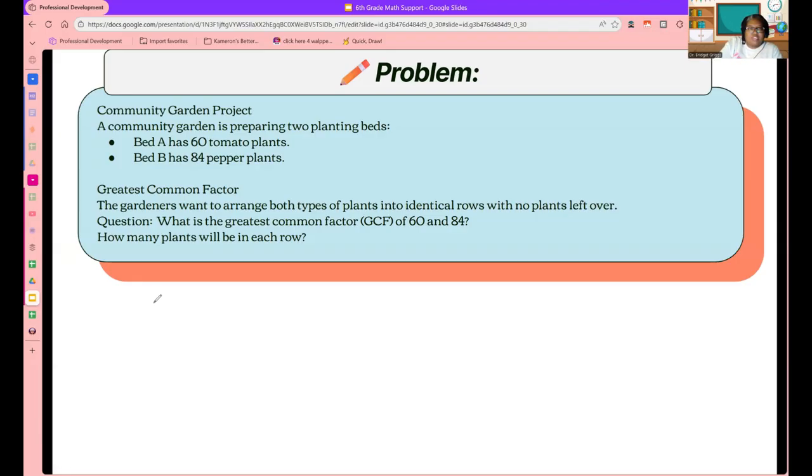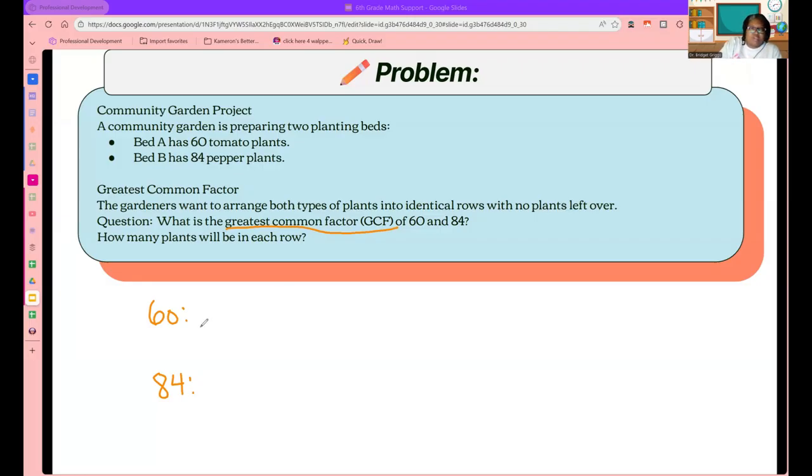So we're looking at 60 and 84. So we're also looking for the greatest common factor, or GCF. So that means we need to list out the factors. One way to do this is to list out by factor pairs. Just in case you don't know them in order right off, you can always do factor pairs and then put them in numerical order.